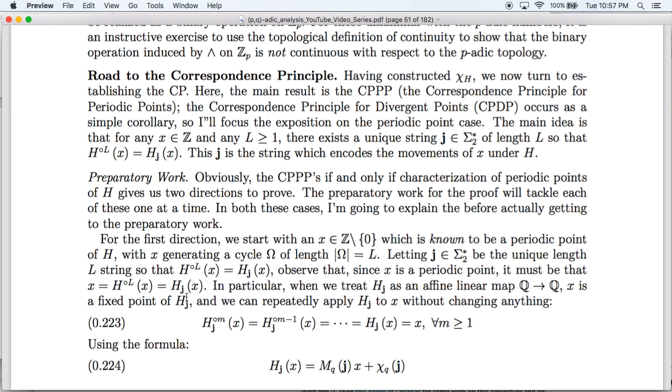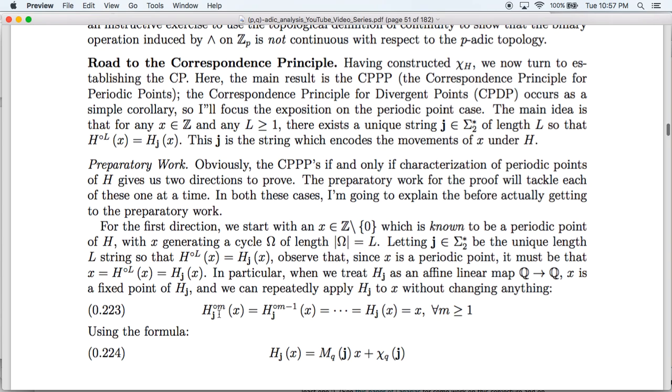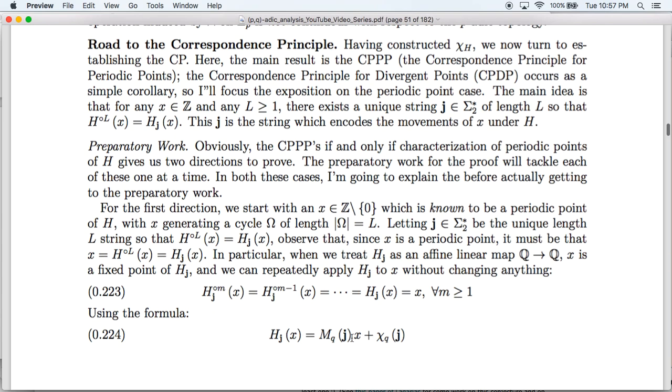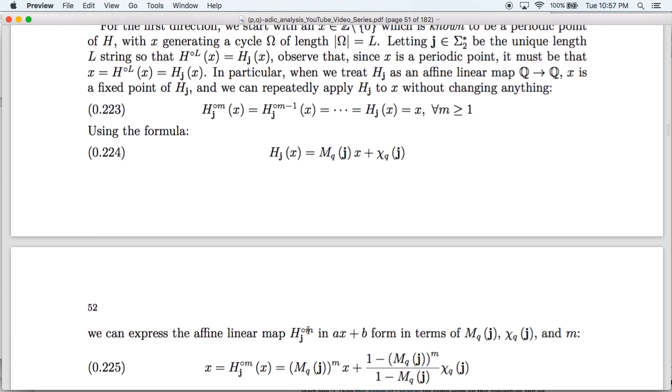So x is a fixed point of h bold j, which means we can repeatedly apply h bold j to x without changing anything. H bold j of x, as is h bold j circle 2, as is h bold j circle 3, etc. And so we have h bold j to the circle m of x is equal to x. Now, we iterate the Taylor series or slope-intercept formula for h bold j of x, and we can then express this mth iterate in closed form in terms of this and that.